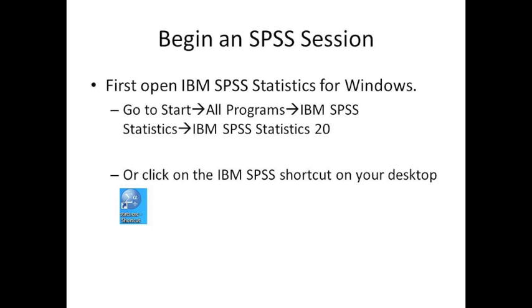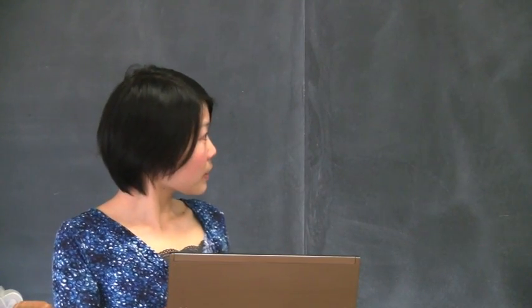Or you can use the IBM SPSS shortcut on your desktop. If you have a desktop folder on your laptop, you can always use the shortcut by clicking on this icon, just like any other computer programs. You can open these programs by going to All Programs and locating the program from the list, or you can click on the shortcut on the desktop.